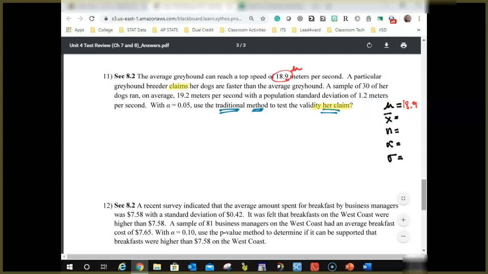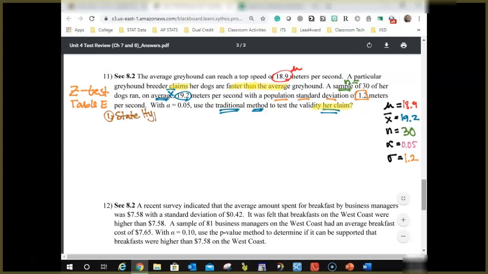So my population average is 18.9, sample size is 30, and then we know that the sample mean is 19.2, alpha is 0.05, and we know the standard deviation of the population is 1.2. So we can use the z-test, and that means we'll be looking up table E for our critical value.